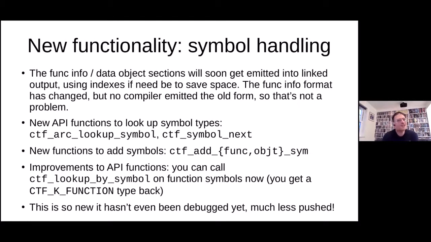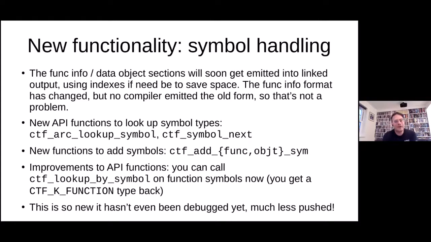New functionality, which is so new that it hasn't been debugged or pushed yet, but hopefully will be debugged and pushed by the time this presentation goes live. The func info and data object sections mentioned earlier will get omitted. The format is changing, but I'm not bumping the version number, because while the compiler tried to omit the old form, it actually got it wrong, so no existing version of libctf could read it. Which is convenient because it means we can be certain that the old format is completely unused and can change it freely without bumping the format version.